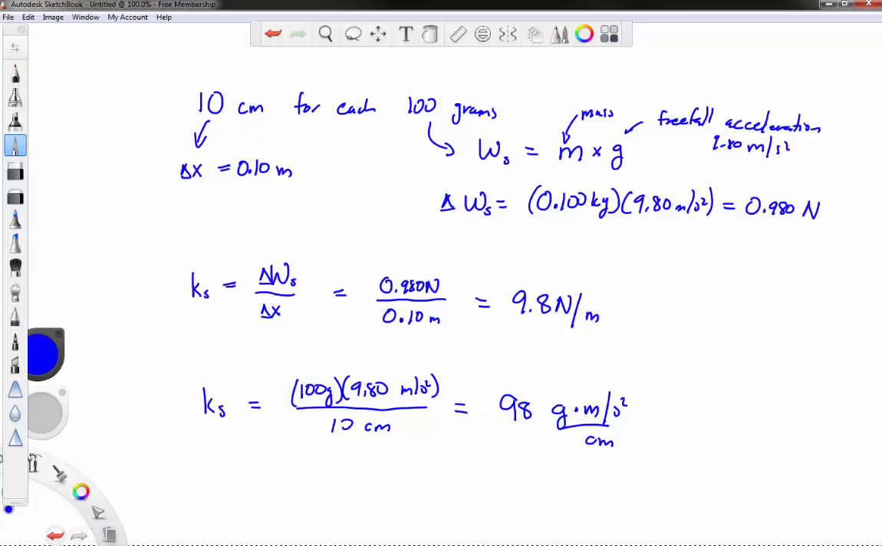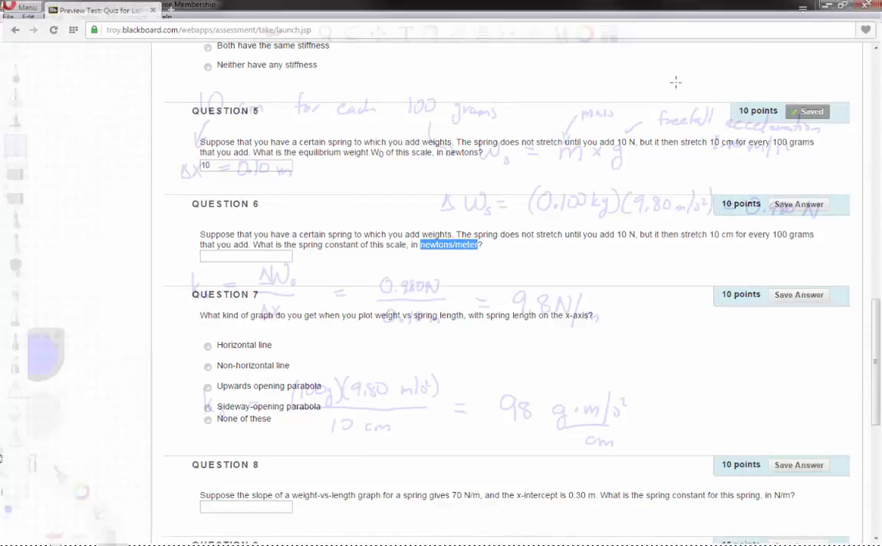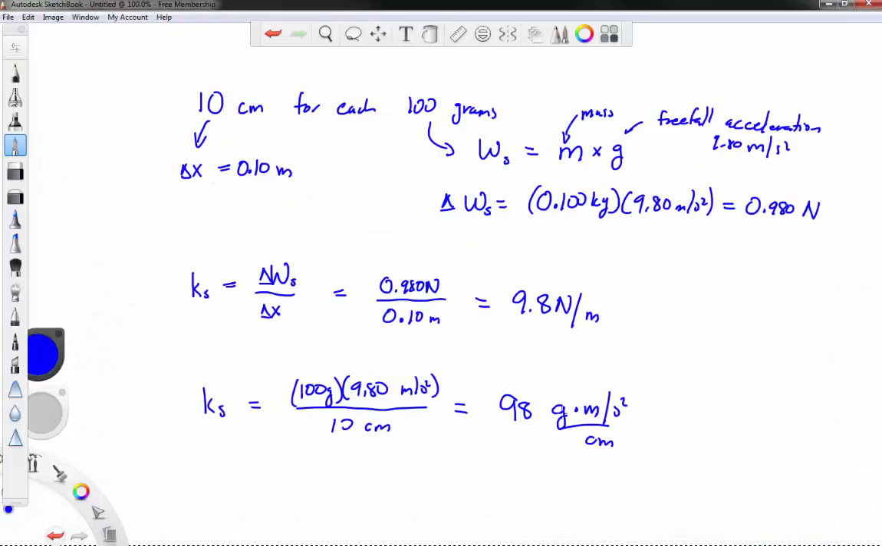So let's go back to that question, and it tells us that the units we specifically want are newtons per meter. So we would have to convert this into newtons per meter, and we would do that by basically multiplying, because remember, 1 newton is the same thing as 1 kilogram meter per second squared. And then we'd basically need to convert this and this into kilograms and into meters.